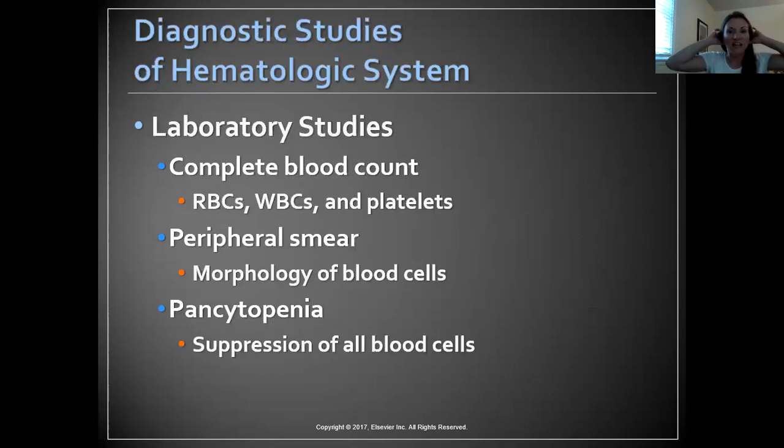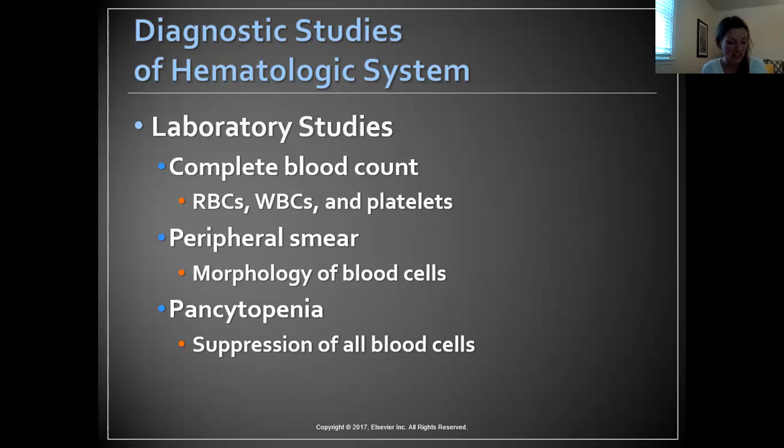So, some diagnostic studies of the hematologic system. The most direct means of evaluating the hematologic system is through lab analysis. The CBC, or complete blood count, involves several lab tests, each of which serves to assess the three major blood cells formed in the bone marrow. A peripheral smear is used to look at morphology, or shape and appearance, of blood cells.